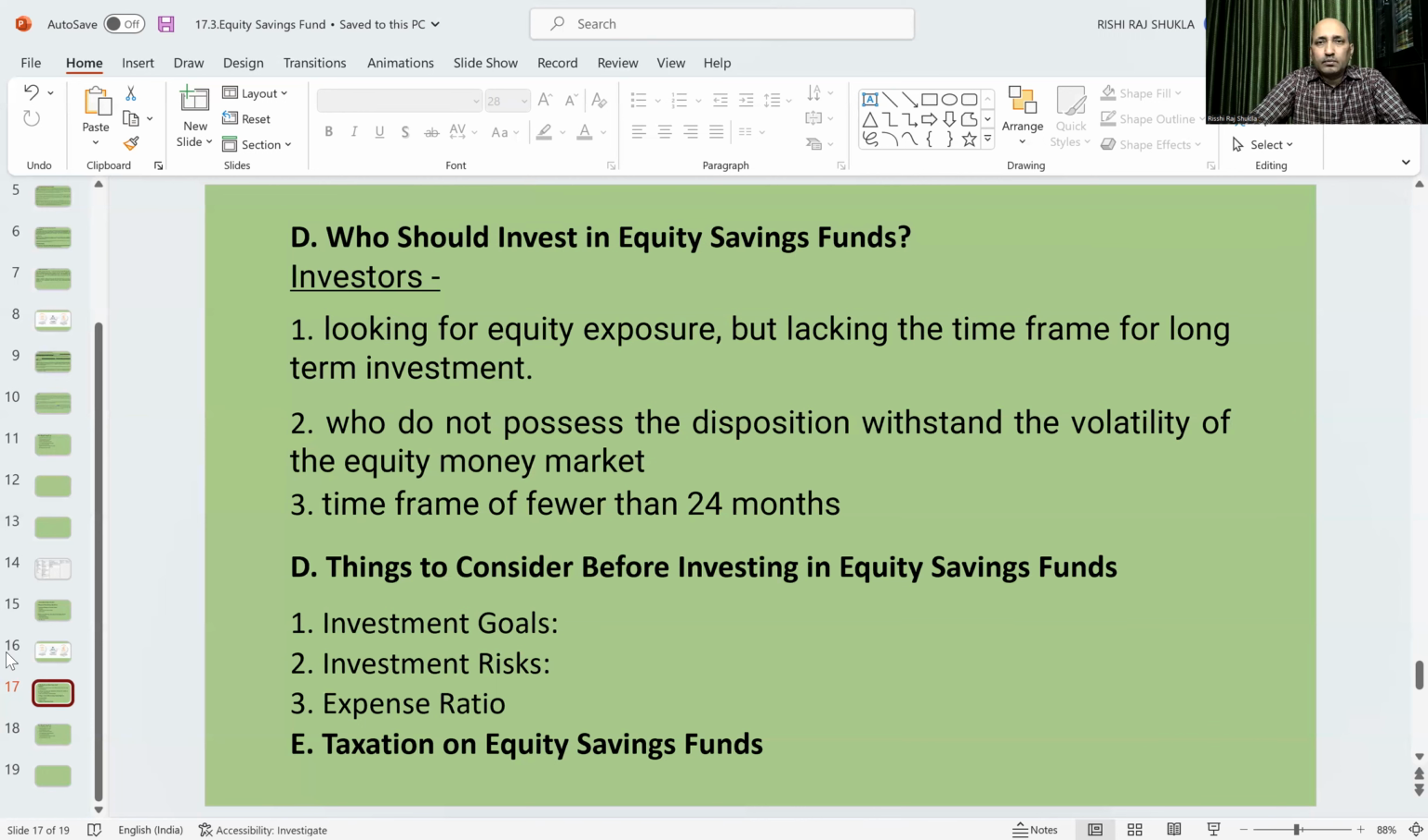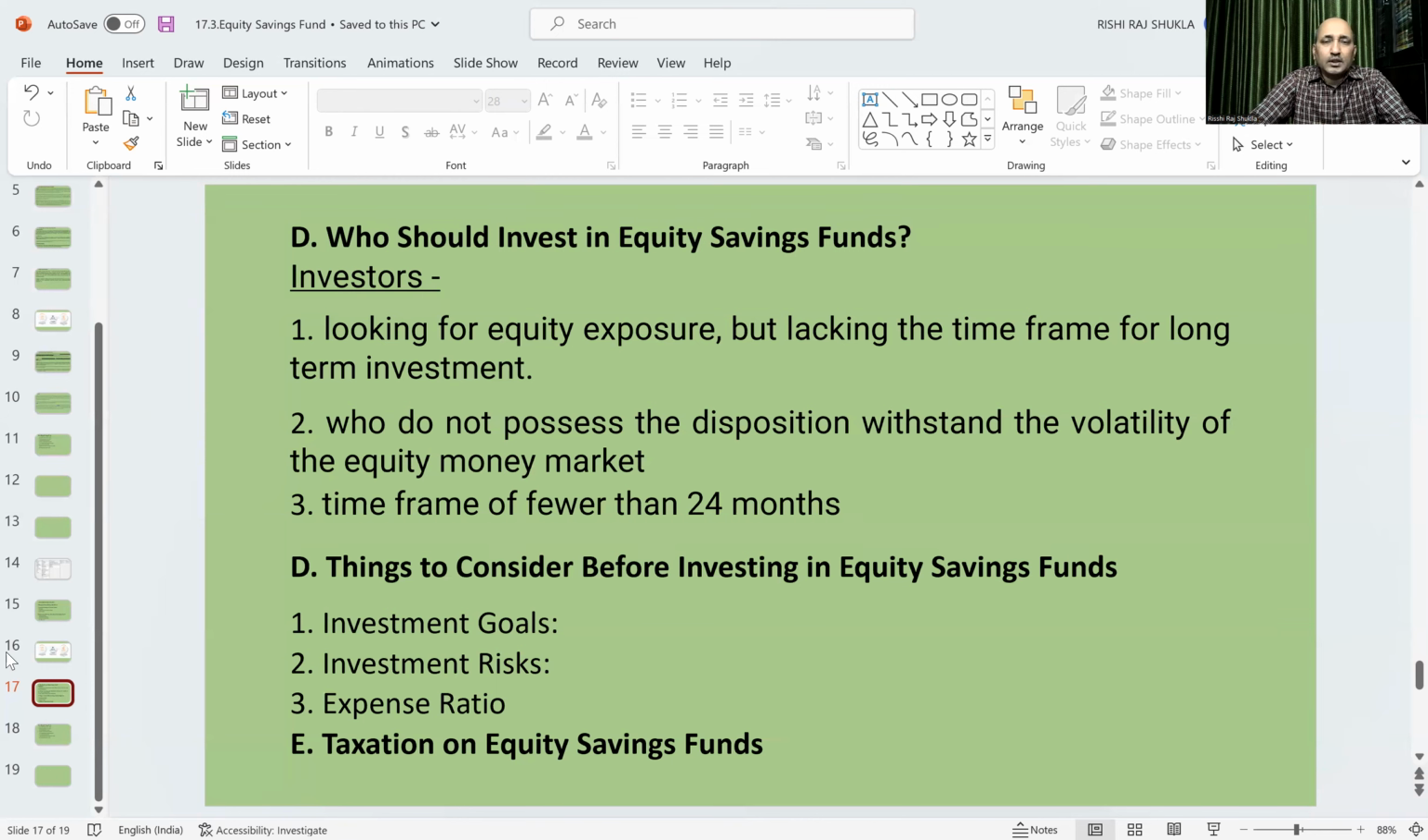And second thing, senior citizens of course don't have a longer time frame, so it is best suited for such investors. Another is investors who do not possess the disposition to withstand the volatility of the equity market. As you know, the equity market is too volatile in nature and the investor cannot withstand this volatility.